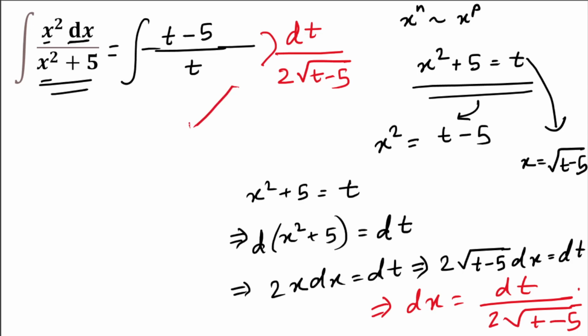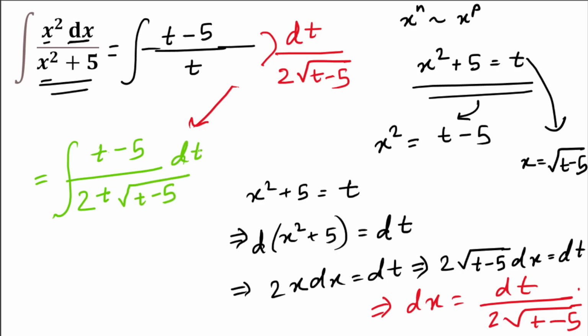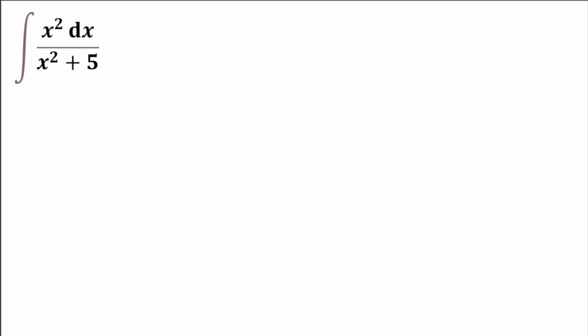So this whole term turned out to be t minus 5 by t under root t minus 5 dt. Now we set out to make this problem simpler. We have made it more complicated. Dealing with this term is much more complicated than dealing with the original term. So we'll try a different method. We'll try to find a different expression with which we can deal with this simply.